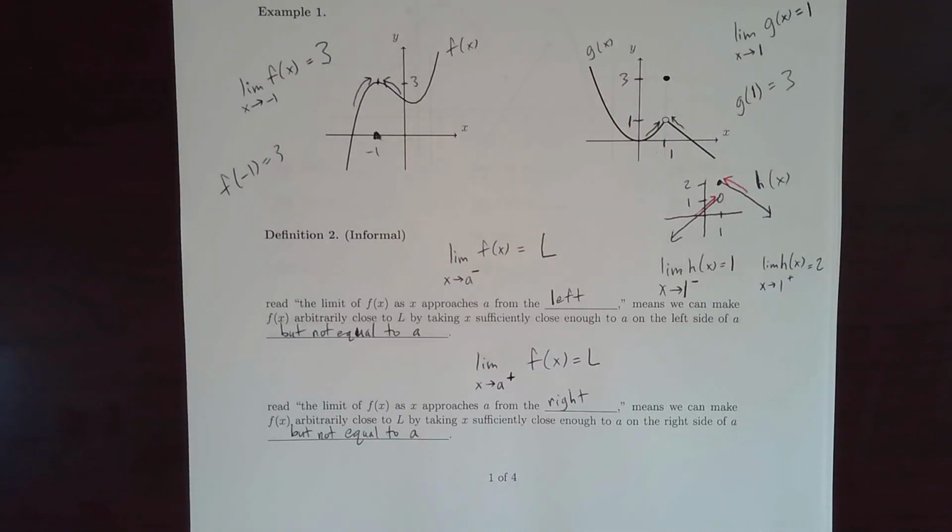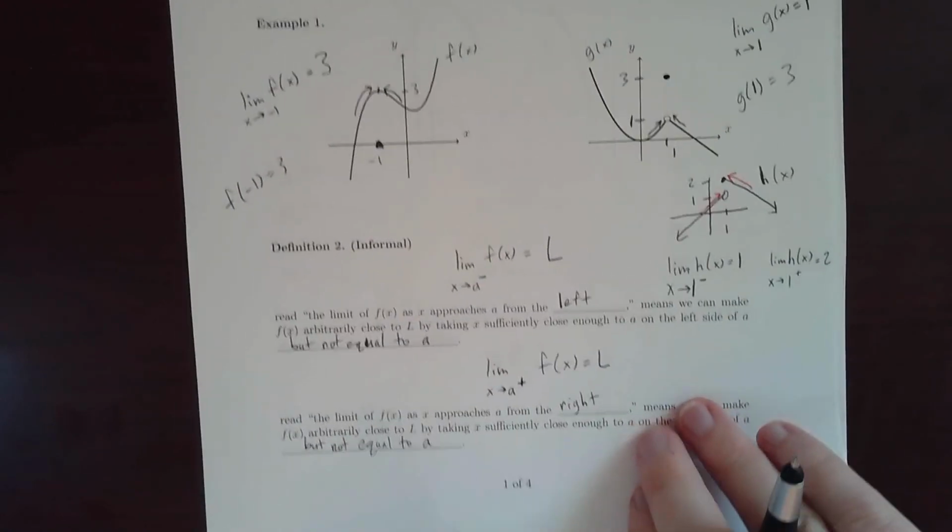So what you'll notice is that the left and the right hand limits don't necessarily have to be the same thing. And so this is actually a way of defining whether or not the overall limit exists.